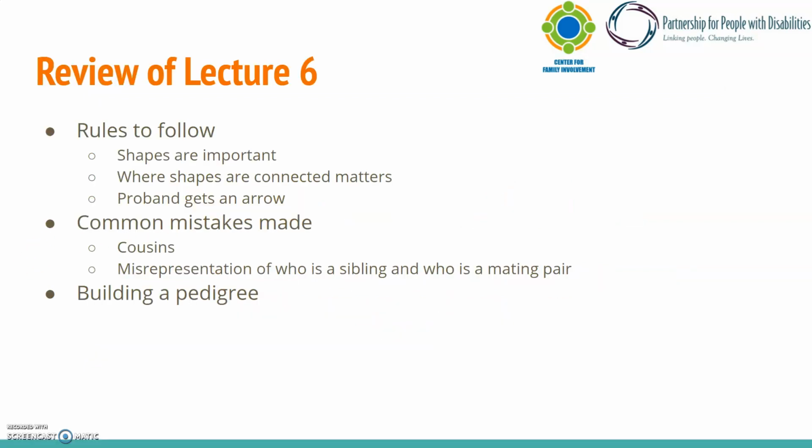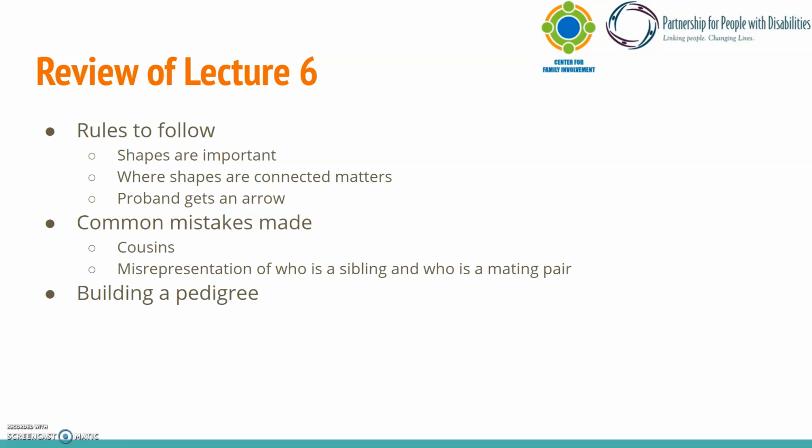Lecture 6 expanded on how we build our pedigrees, primarily focusing upon the rules that must be followed. It seems like an easy process, but violating rules of pedigrees can create a lot of confusion, so be sure to stick to them. Remember to make the correct shapes to note who is a male and who is a female, and that it's important where you connect all the shapes. Siblings are connected from above the shape, parents are on a different plane or level than their children, and mating pairs are connected by a direct horizontal line.